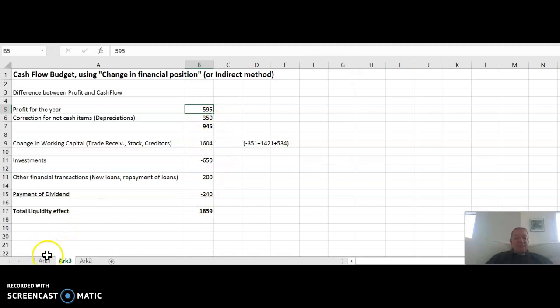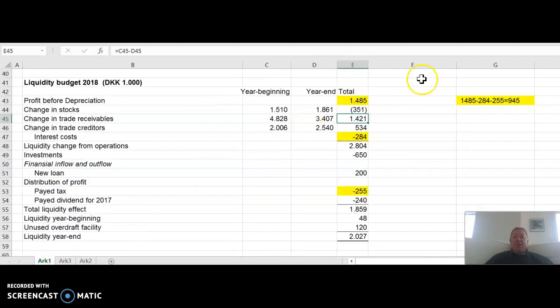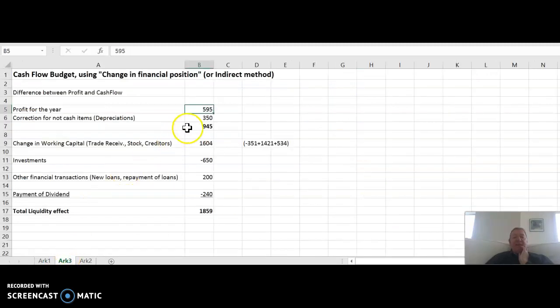We are doing it slightly differently, as you can see here. We are starting with the profit before depreciation, and then we have a lot of these corrections. But because we do this, we still haven't deducted interest cost and tax paid. So if we take the 1485 and deduct interest cost and tax paid, then we have the 945. It consists of these three amounts, and then you can see 945. It is exactly the same as we have here.